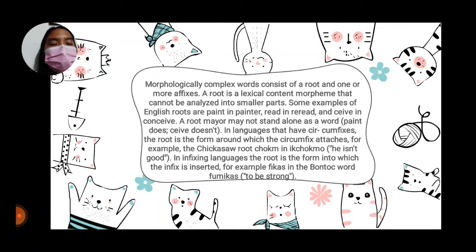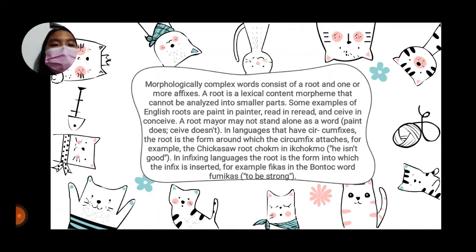Morphologically complex words consist of a root and one or more affixes. A root is a lexical content morpheme that cannot be analyzed into smaller parts. Some examples of English roots are paint in painter, read in reread, and ceive in conceive. A root may not stand alone as a word. Paint does, ceive doesn't.